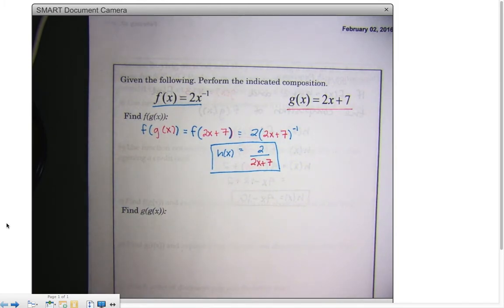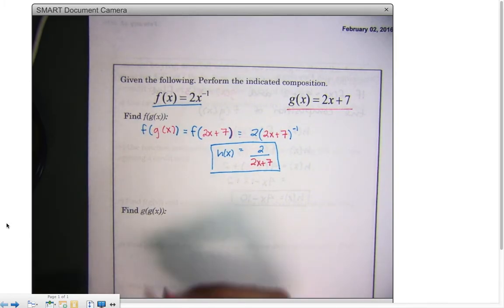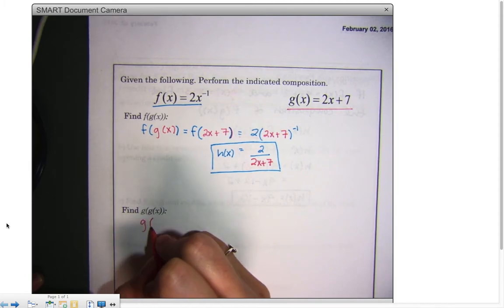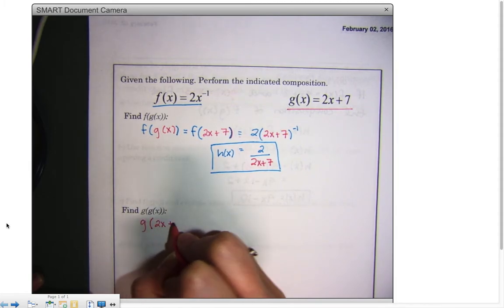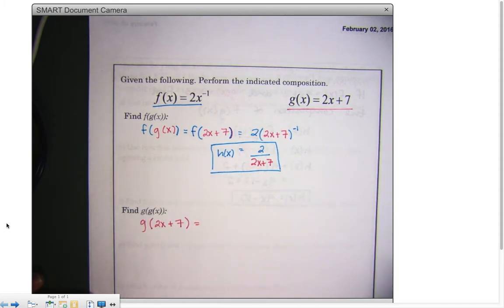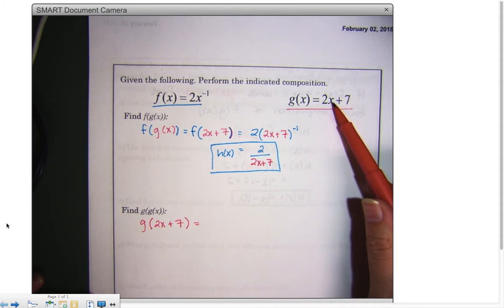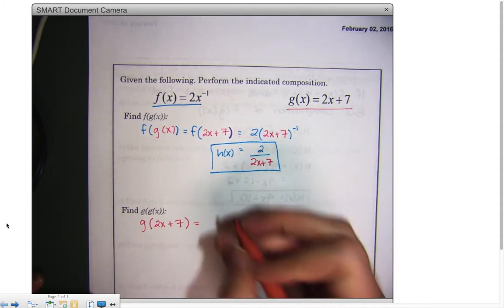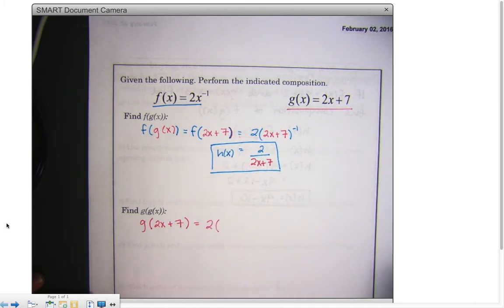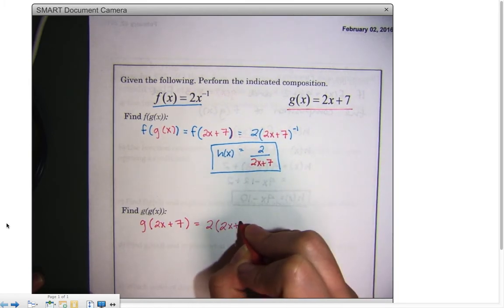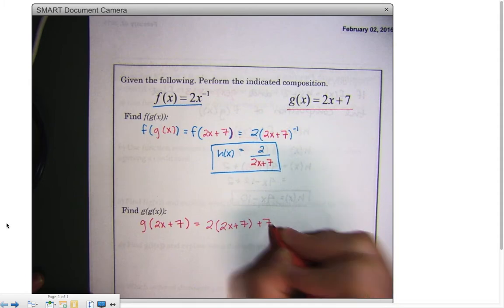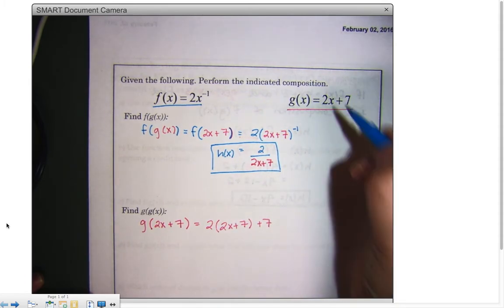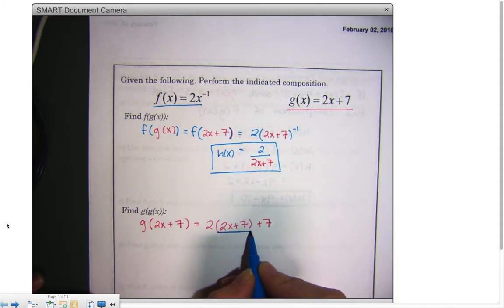Let's try g of x. We're going to take g of x and substitute it into itself. So another way you could write this is g of 2x plus 7, because that's what g of x is equal to. Everywhere I see an x, I'm going to replace it with 2x plus 7. So we've got 2 times 2x plus 7, plus 7. I replace this x with this entire expression.